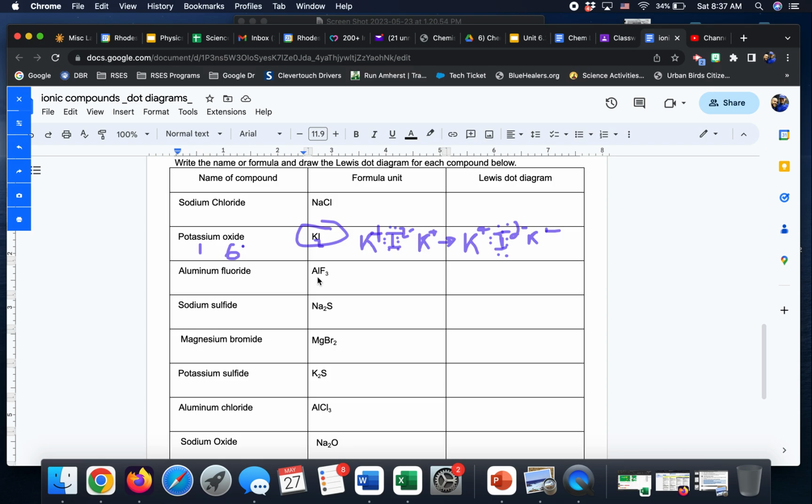So this one, I'm not going to do it for you, but you're going to have Al next to 3 different Fs. But you'll have to figure out where the dots go and what the charges are based on the periodic table.